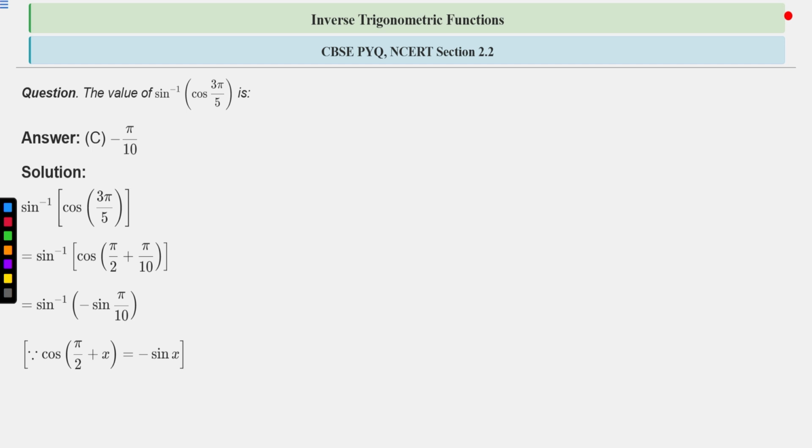Therefore, we know that cos of pi by 2 plus x is equal to minus sine x. Clear? Therefore, sine inverse of minus sine pi by 10 will be equal to minus of sine inverse sine pi by 10, because sine inverse of minus x is basically minus of sine inverse x.